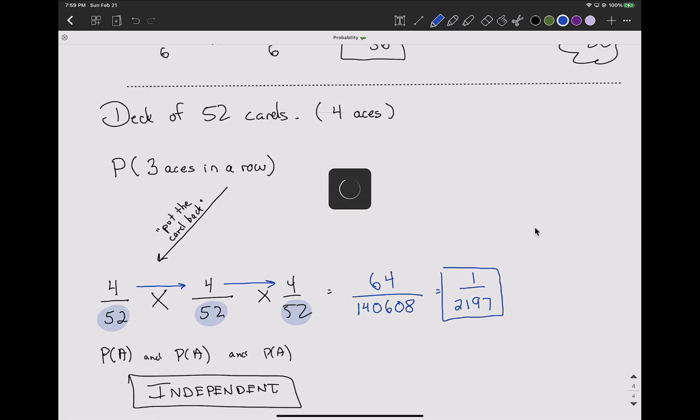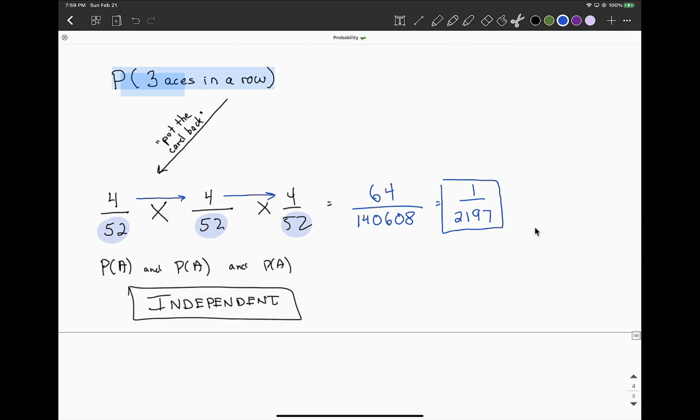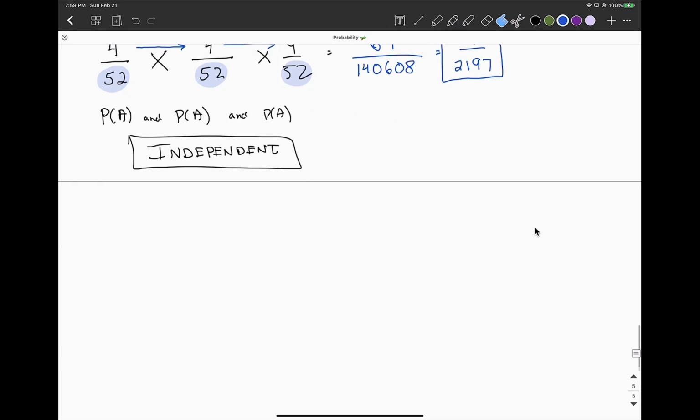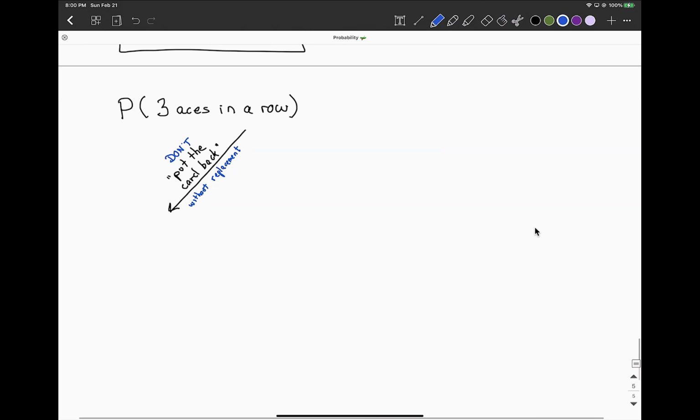And as we start multiplying probabilities, you'll find that we get these really, really ambitious outcomes. Now, if I set up the exact same thing, however, we don't put the card back. This is usually called without replacement. The story does subtly change.